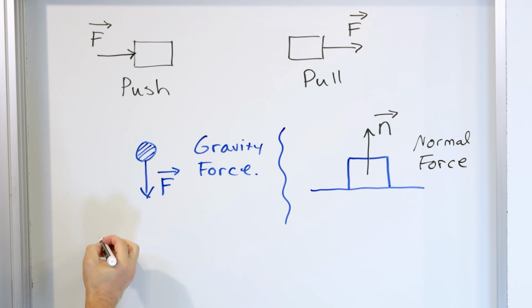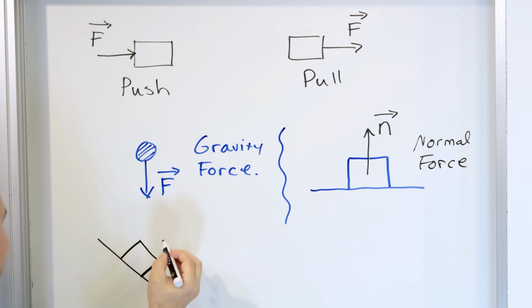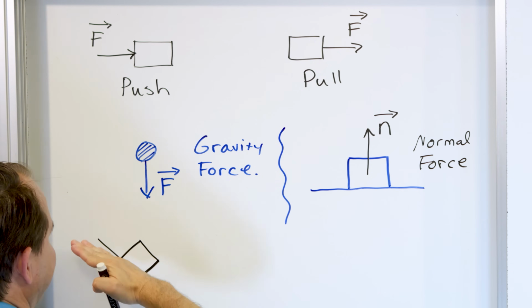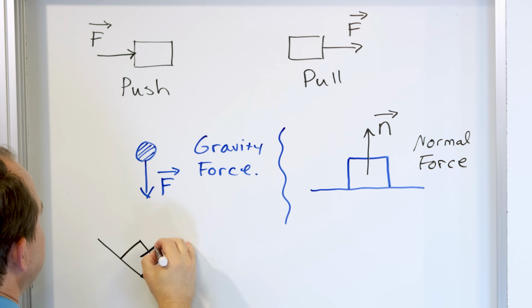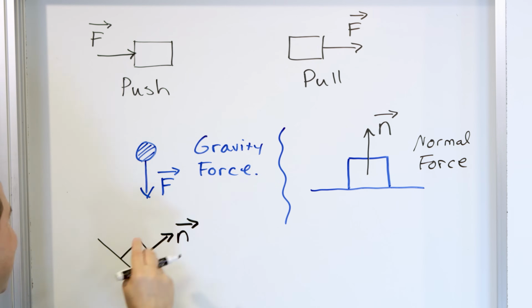In fact, even if the table is not horizontal like it is, if it's at some slanted angle, of course the thing is going to be sliding down, but maybe it won't. Maybe if you get it angled just right, it just barely hangs on there. There is a normal force that is acting perpendicular. It always acts perpendicular to the surface.